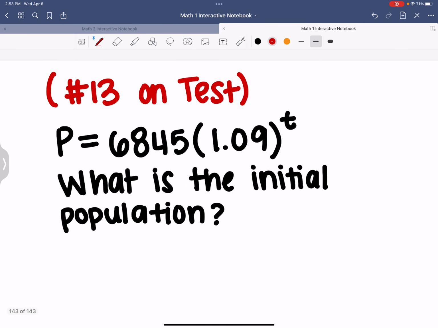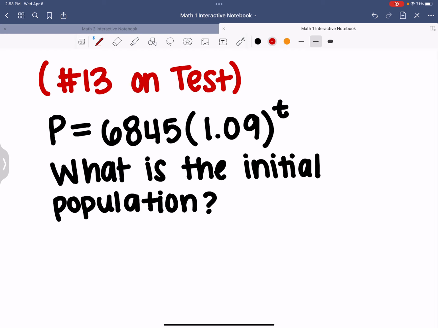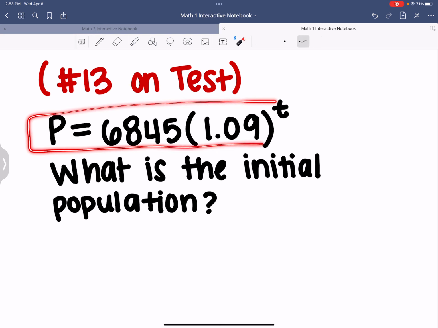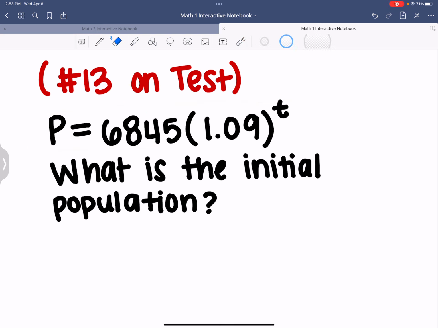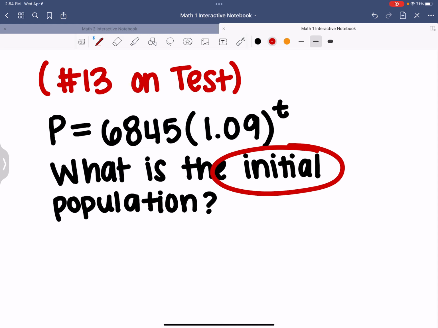Number 13 on your test. Let's have a look at that one. This one was, it says that there's a population. They give you this equation here to represent the population. And the question is, what is the initial population? So my guess is that you looked at this and you were trying to plug in some number of years and calculate a total value, but it's not asking for a total value after so many years. It's just asking for the initial value. That word initial, that's your A value. So what's your A value in this problem?